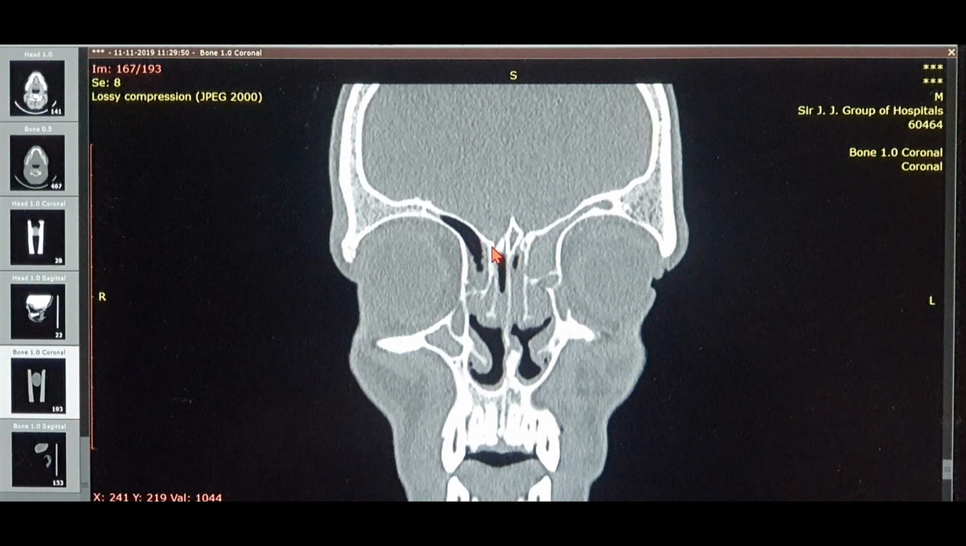And always remember that the frontal sinus is always anterior to the cribriform plate, and the cribriform plate is always posterior to the frontal sinus. Always remember that. They do not intermingle with each other. They are anterior and posterior to each other. Okay, so you can see this is the orbit over here. That's the lamina papyracea.